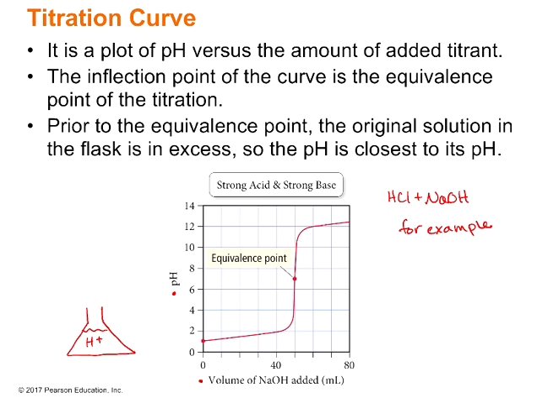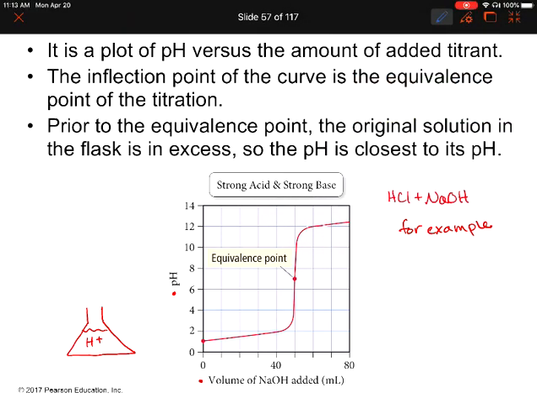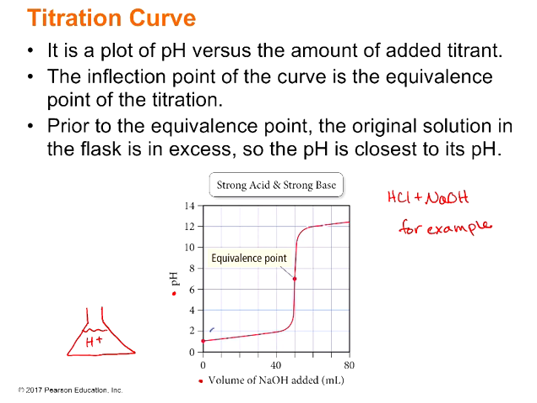So initially, we have a pretty acidic solution. And as we start to add base, we haven't quite reached the point where the moles of acid are equal to the moles of base. So we do have more moles of acid. So the solution is going to stay pretty acidic up until we hit the point at which the moles of acid are equal to the moles of base.